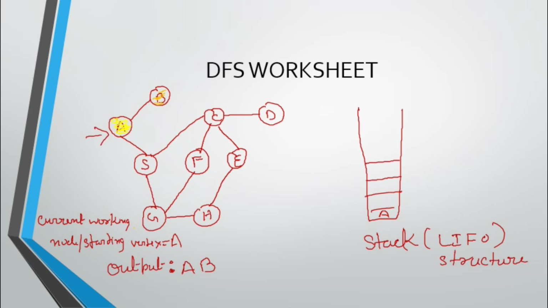Now from A I have already visited B, so I have only S as the option. So I change the current working node from A to S. When I visit S, I put it into the stack, and in my output I also write S. From S I have two options: I can go to C, or I can go to G. A is already visited, so I can go now to C.